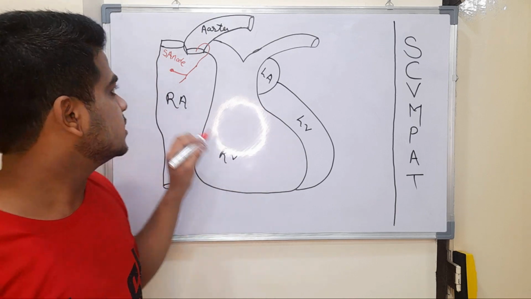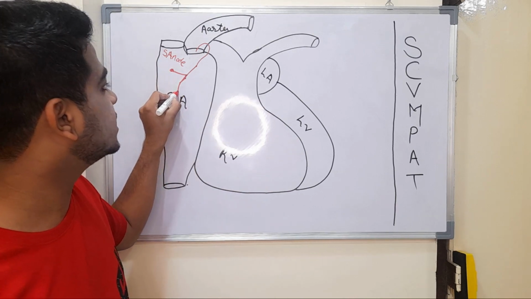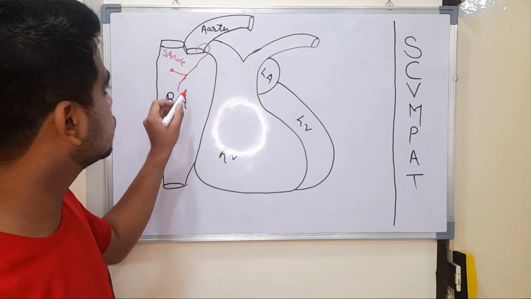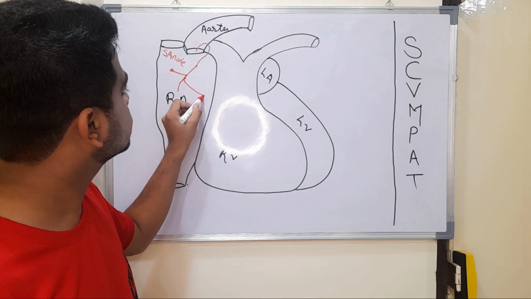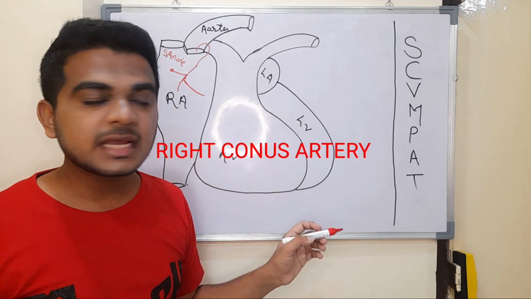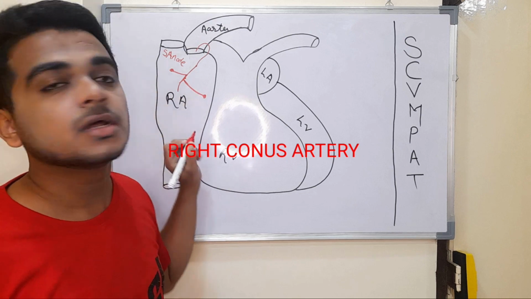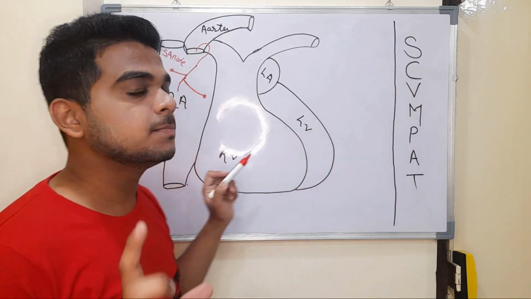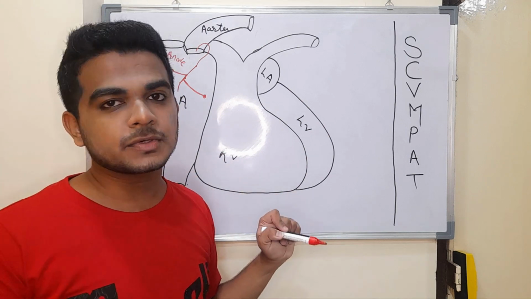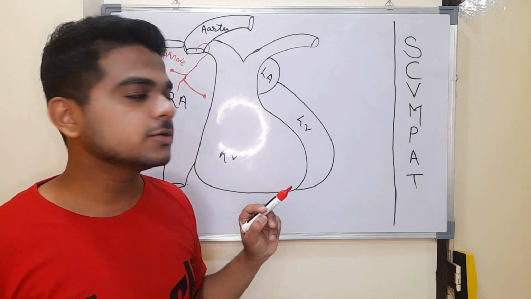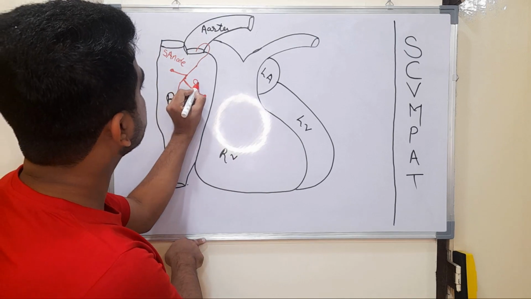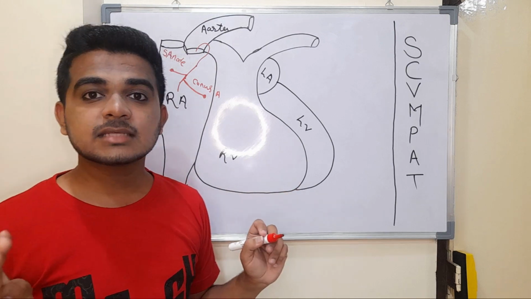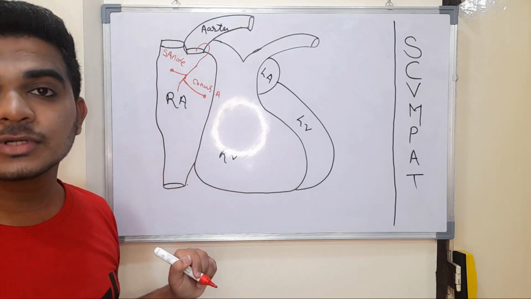Then it goes downward on the right side, but before going downwards, it gives a second branch towards the left side. This branch is called the conus artery. C stands for conus artery, but it is known as the right conus artery because it is a branch of the right coronary artery. This is the second branch of the right coronary artery.